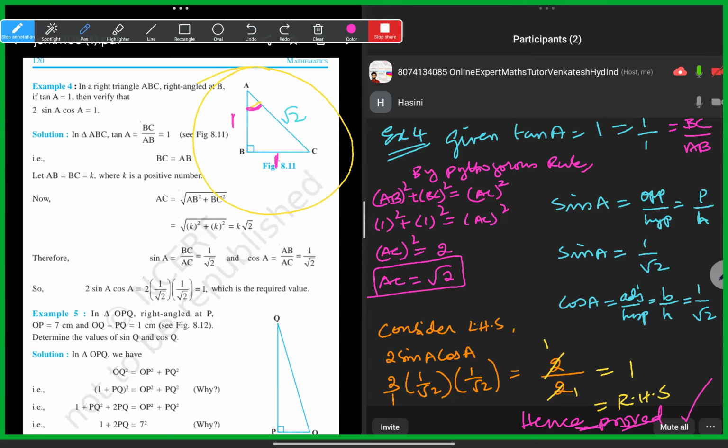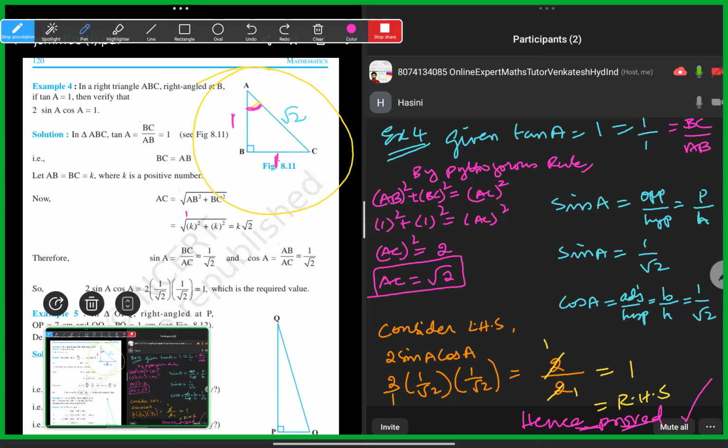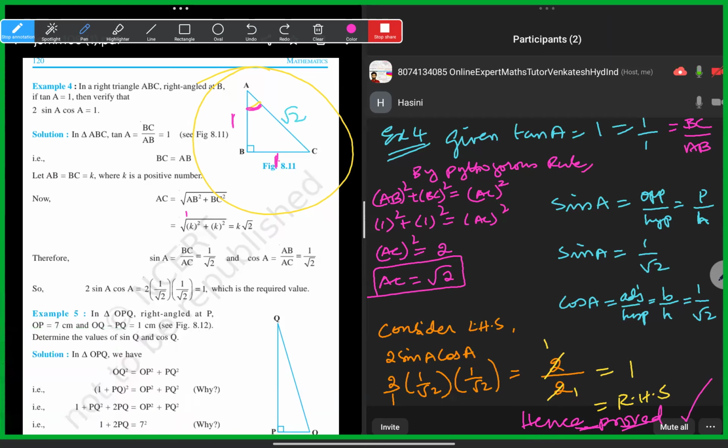Hasni, we will just finish the 5th example so that we can continue with the exercise in our next class. Okay, sir. Shall I delete this? Yes, sir.